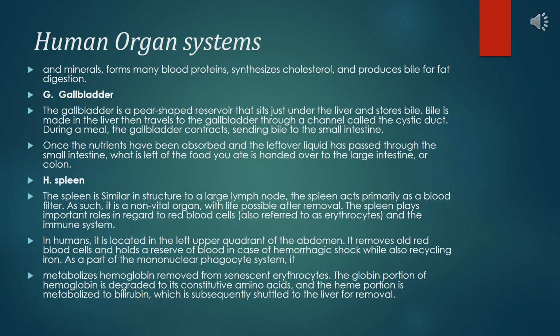G. Gallbladder. The gallbladder is a pear-shaped reservoir that sits just under the liver and stores bile. Bile is made in the liver, then travels to the gallbladder through a channel called the cystic duct.